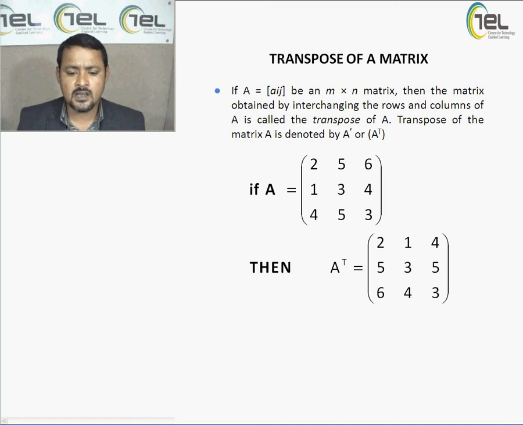For example, matrix A is given. There are 3 rows. In the transpose matrix AT, we convert the rows into columns and columns into rows. So 2, 5, 6, which is the first row, becomes the first column. 1, 3, 4, which is the second row, becomes the second column. 4, 5, 3, which is the third row, becomes the third column. So simply replace the rows by columns or columns by rows.